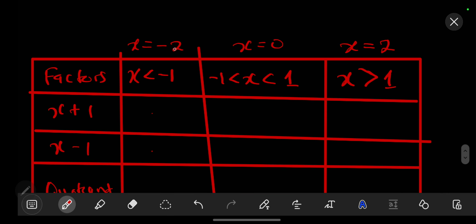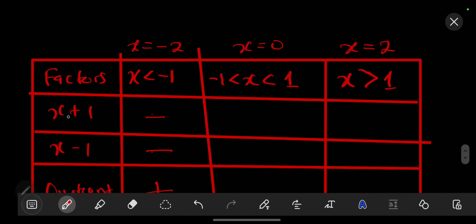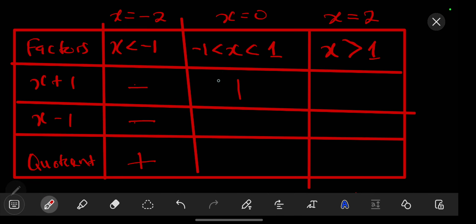So we are going to find that when we put our -2 here, it will be -2 plus 1, which will be a negative. If we put -2 here, it will be -2 minus 1, which is equal to -3. So negative divided by negative will be a positive. When we put 0 here, it will be 0 plus 1, which is 1. When we put 0 here, it will be 0 minus 1, which is -1, so we are going to have a negative. Then positive divided by negative will be a negative, like that.